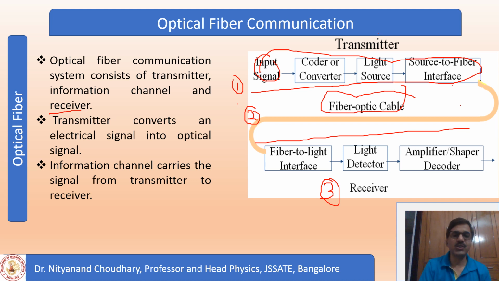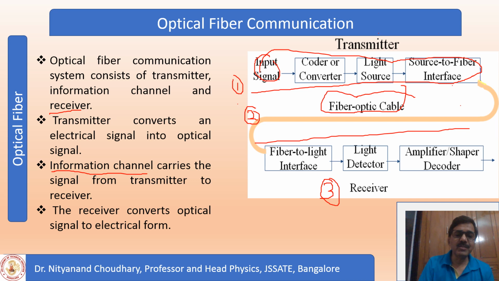Here the information channel is nothing but your optical fiber. In the case of copper wire, we take coaxial copper wires, so we can have different information channels. Here the information channel is optical fiber. The receiver converts the optical signal into electrical form, that is, the optical signal is converted into electrical signals. So these are the three parts of your communication: the transmitter, the information channel, and the receiver. Let us see all these parts and sub-parts of the entire communication system.